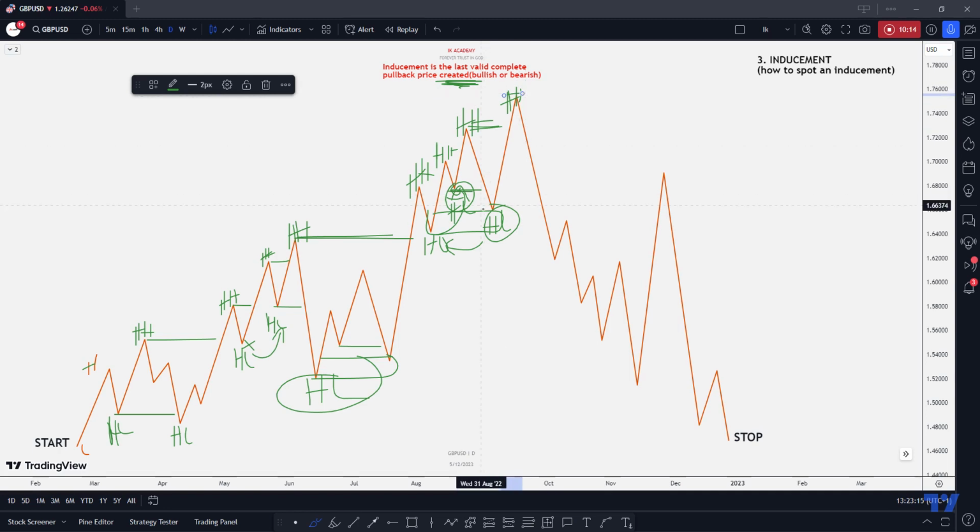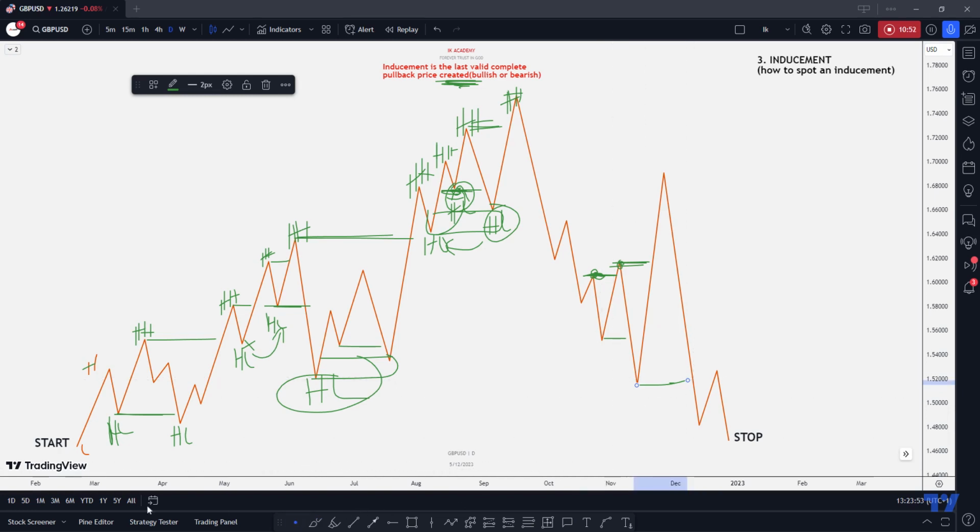I just want to make you guys understand that this is our inducement here, because this is the first one at that particular time. This is our inducement here, the first one at this particular time. And then when price shifted into a bearish phase, this is going to be our inducement at this particular time, because this is our first pullback. And then we have something like this price break. Where's our inducement? Later on, we're going to find out if this is our inducement or something else. And then price continued to push to the downside. So your inducement is basically the last valid complete pullback price created, either bullish or bearish.